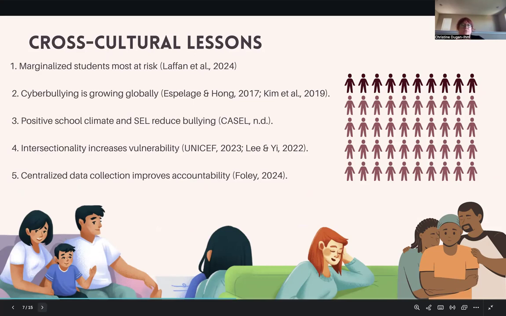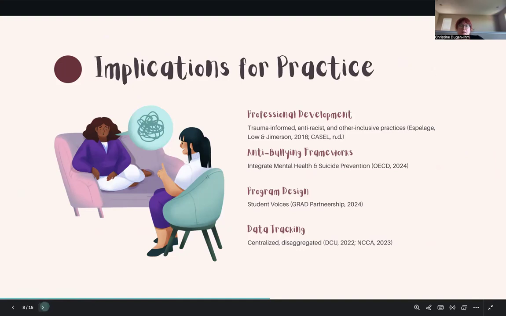That's slide 6. And here we go, slide 7. Implications for practice. Based on the lessons that I've just highlighted, schools should do the following: expand professional development to include trauma-informed, anti-racist, and sexual orientation sensitivity, all kinds of cultural sensitivity training, very inclusive practices. So improve professional development. Integrate mental health and suicide prevention into anti-bullying frameworks.